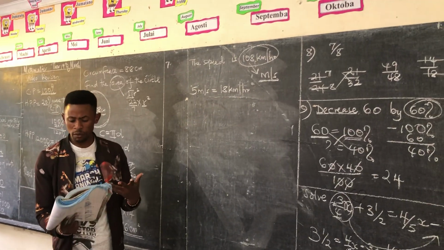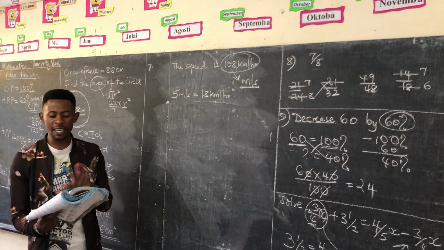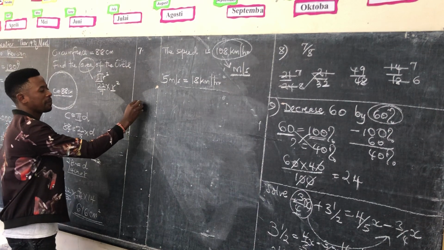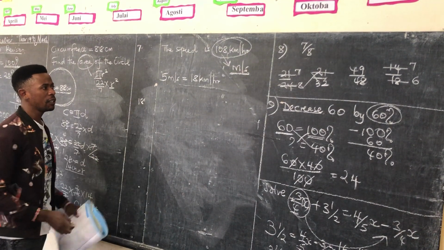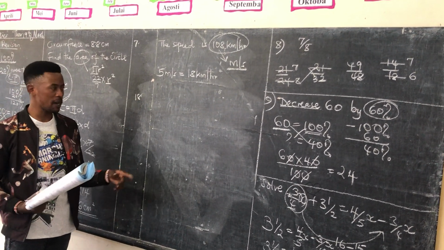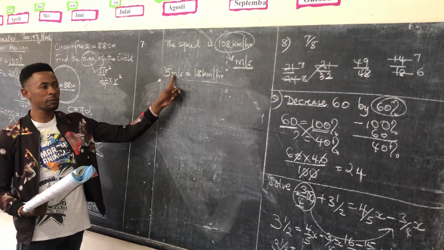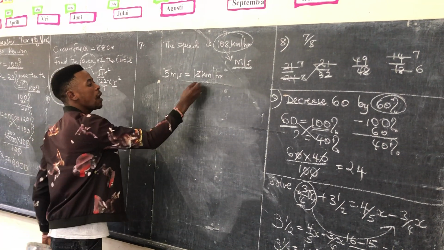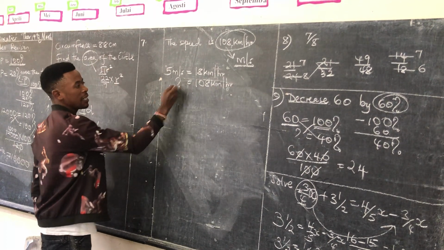Now, some of you were trying to mix numbers, and finally arrive at 30 meters per second. Some of you were even writing that 18 meters per second is equal to 5 kilometers per hour. That is wrong. We say that the conversion statement is this: 5 meters per second is equal to 18 kilometers per hour.